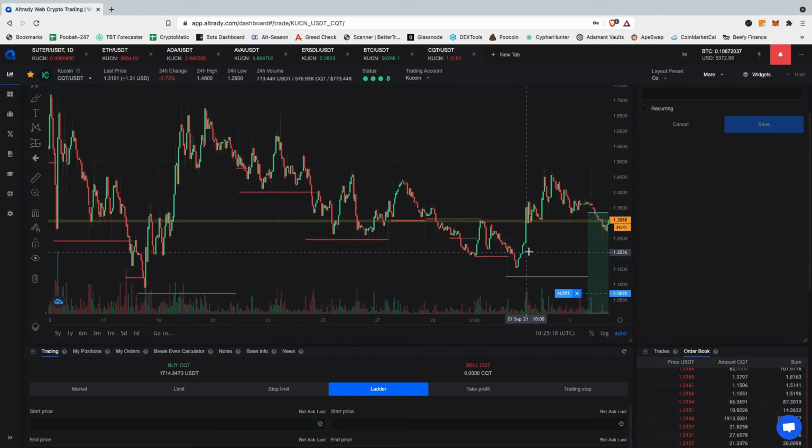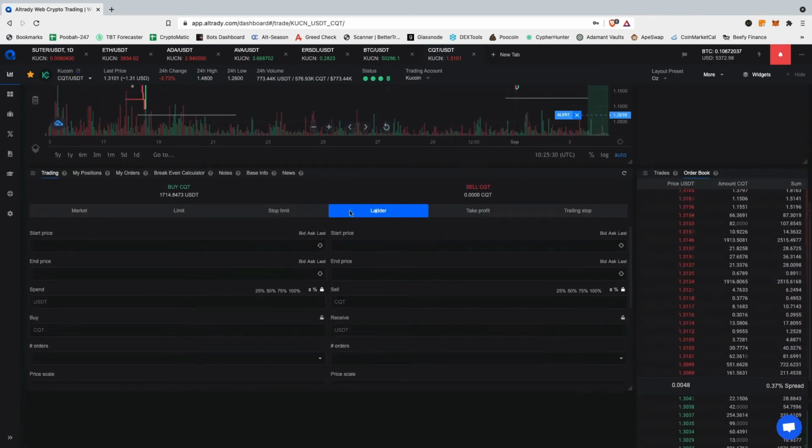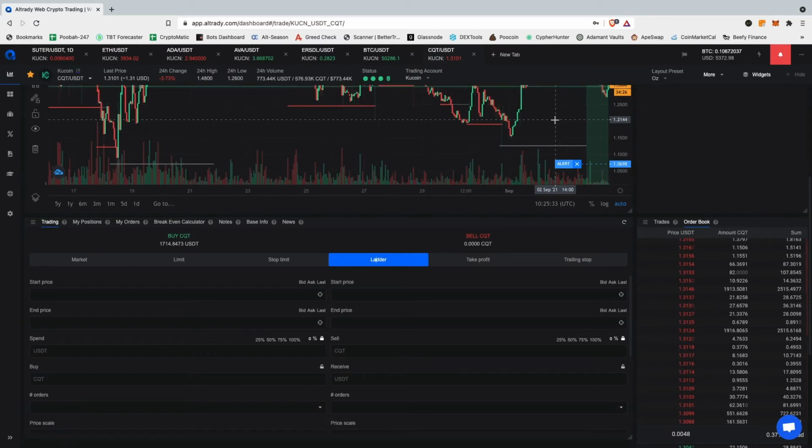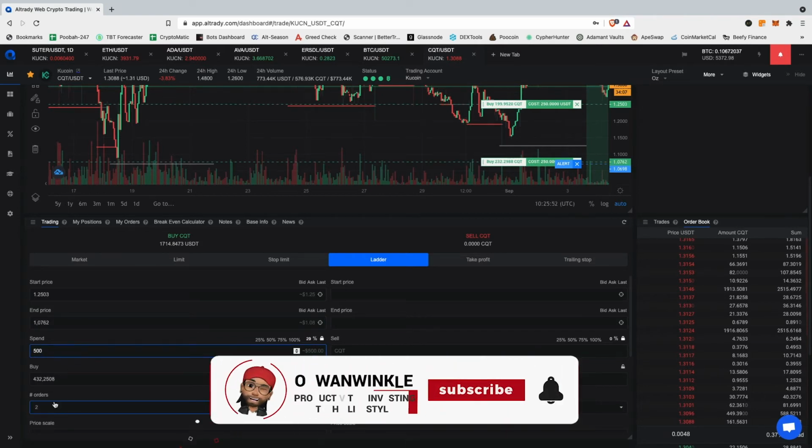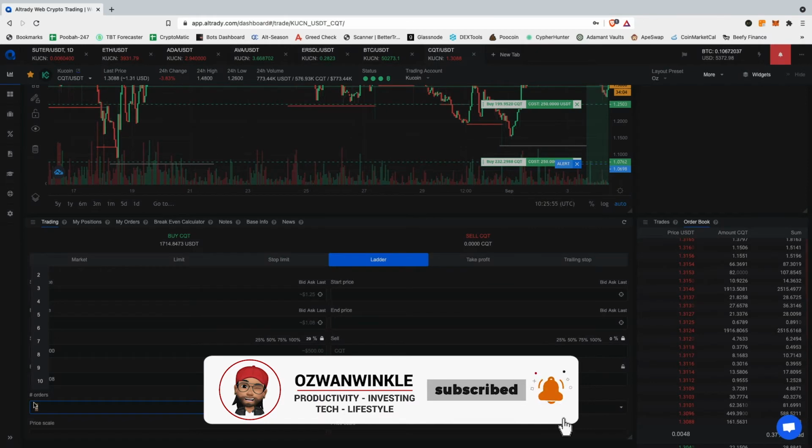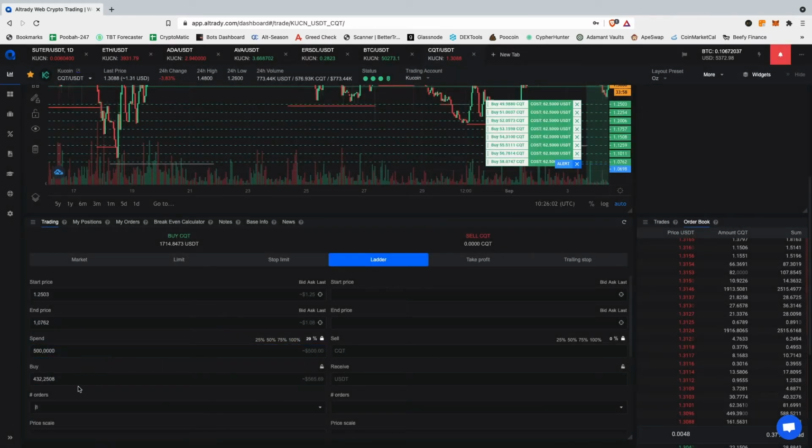So I want to say that when it breaks this 1.2496, I want to start buying all the way down till this, for example, 1.25, let's say 1.2503, and I want to spend $500, for example, and I want to create let's say 8 orders.